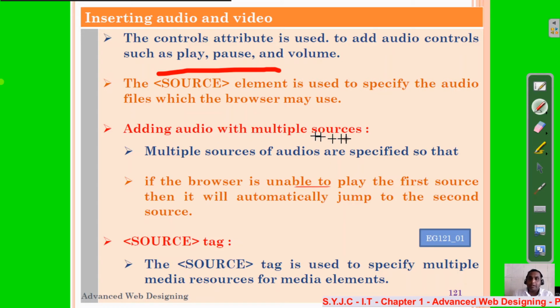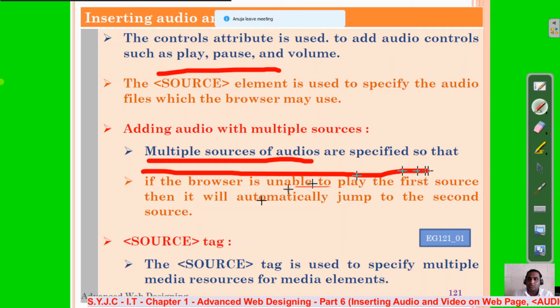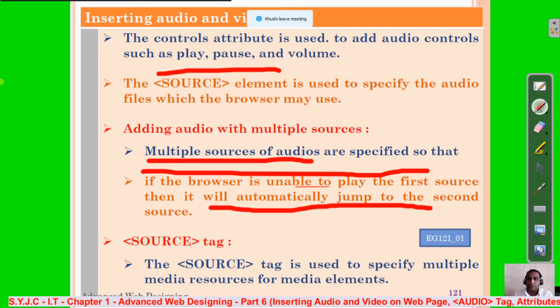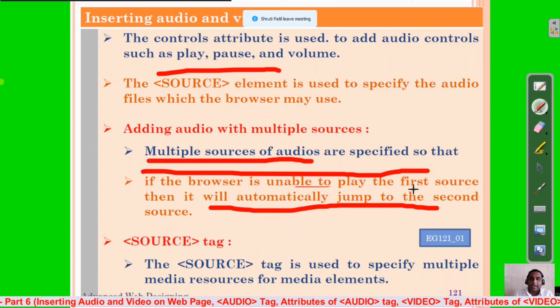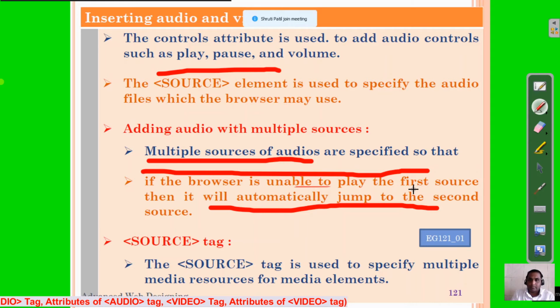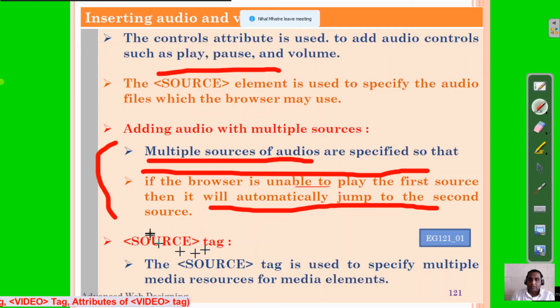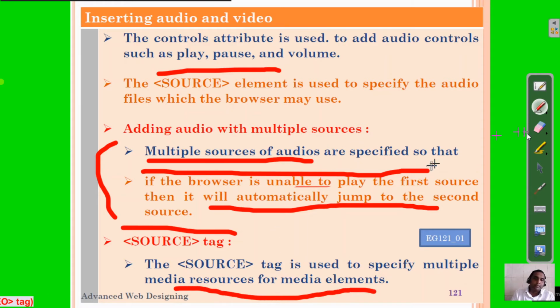Adding audio with multiple sources. You can add multiple source tags to an audio. Why? If a browser is unable to play the first source, then automatically the second source will be played. Some web browsers do not support all the audio files. Maybe your audio file is OGG, and some web browser, let's say Netscape Navigator, does not support OGG. Then it will search for a second source. That is why multiple sources can be specified with an audio tag. The source tag is used to specify multiple media resources for the media elements.